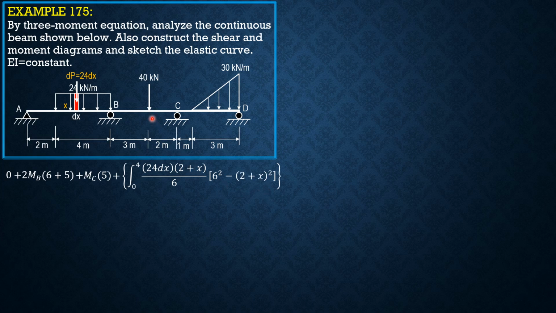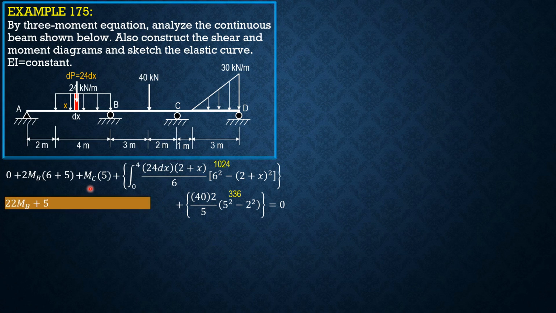Then the value of 6 area 2B over L2 is just 40 times B, which is 2 all over L, 5 quantity 5 square minus 2 square. Then equals 0 because the supports are unyielding. The value of the integral is 1024. The value of this is 336. Simplifying, we have 22 MB plus 5 MC equals negative 1360. Call that equation 1.